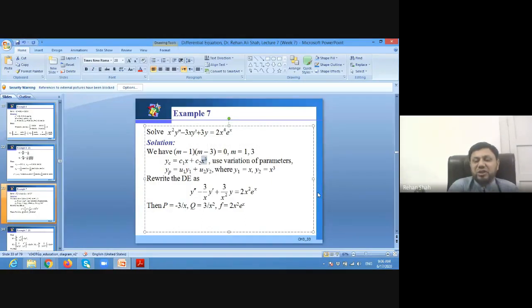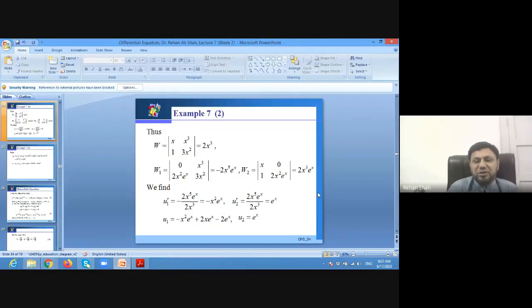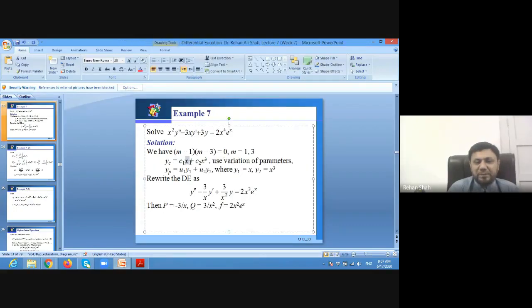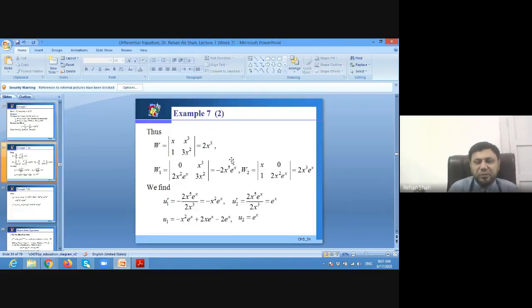The remaining procedure is the same. This is w: y1 is x, y2 is x cube. So you write y1, y2, y1 dash, y2 dash, which is 2x cube. This is 0, this is f of x, this is y2, y2 dash. The remaining procedure is the same. Is it okay?